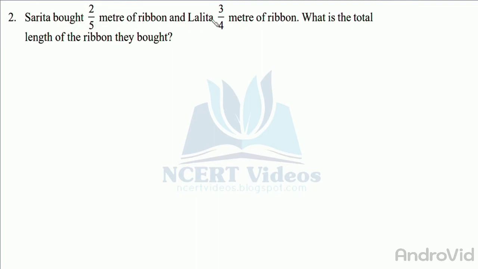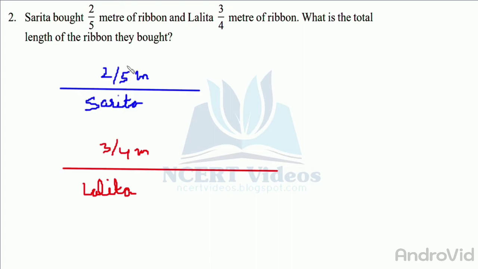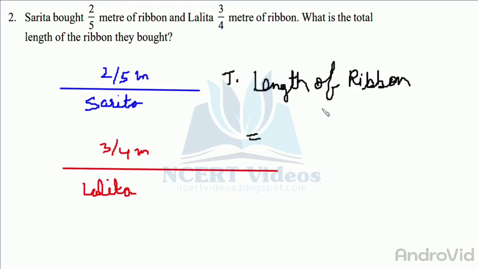Question second. Sarita bought 2 by 5 meter of ribbon and Lalita 3 by 4 meter of ribbon. What is the total length of ribbon they bought? So representing their both parts, 2 by 5 by Sarita, 3 by 4 by Lalita. They are asking for the total. So total would be addition of both the things.